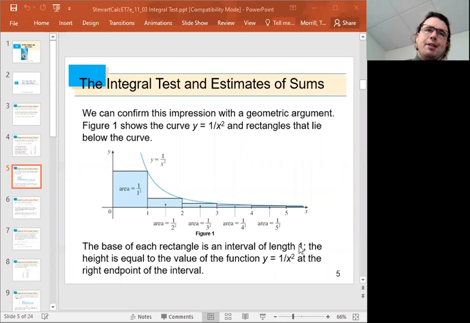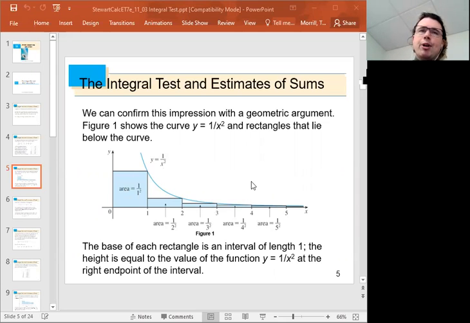So we have this series, and I've represented the individual summands as these rectangles, and it looks like every single one of them is beneath this curve. For this series in particular, the curve I've got is y equals 1 over x squared. Well, how did I get that?